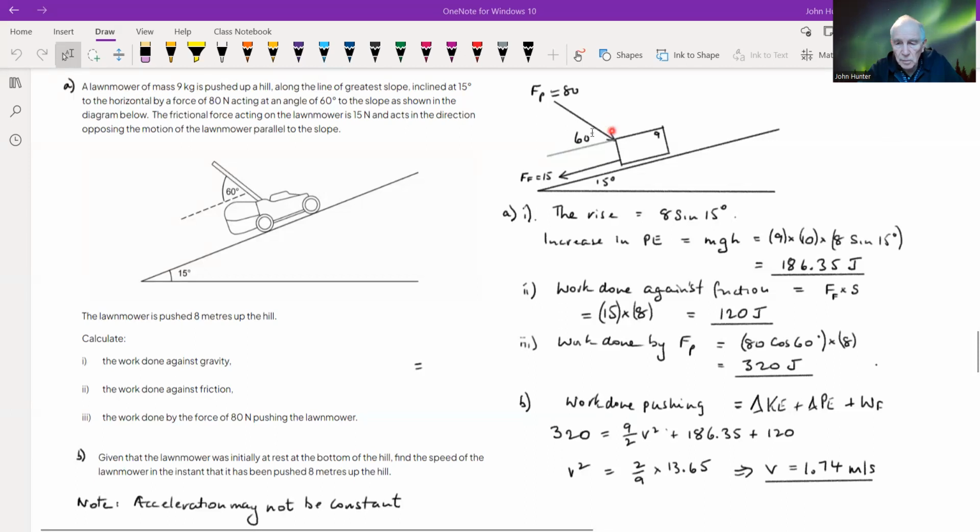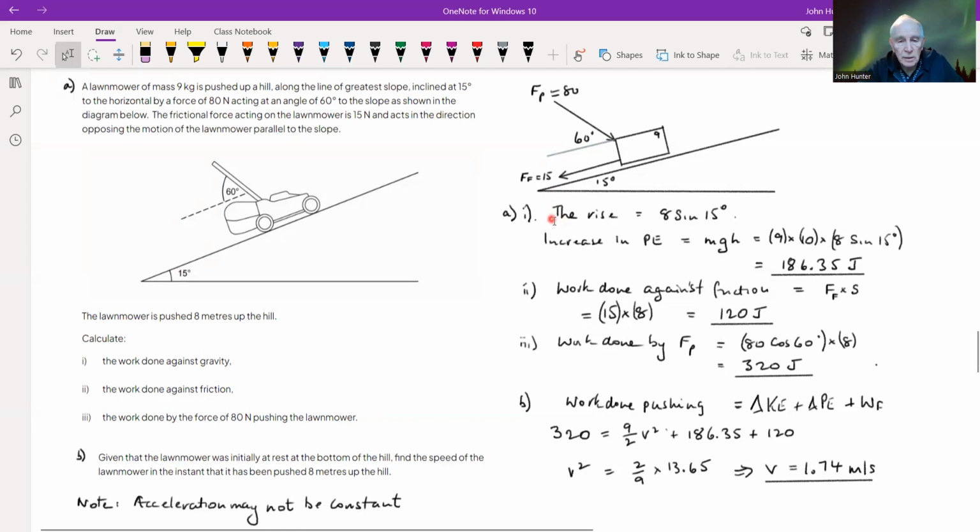I've not resolved this, but we can see what that's going to be. So the lawnmower is pushed 8 meters up the hill. Calculate first of all the work done against gravity, the work done against friction, and the work done by the force of 80 newtons pushing the lawnmower, and all those three lead on to the second part, B. So let's have a look.